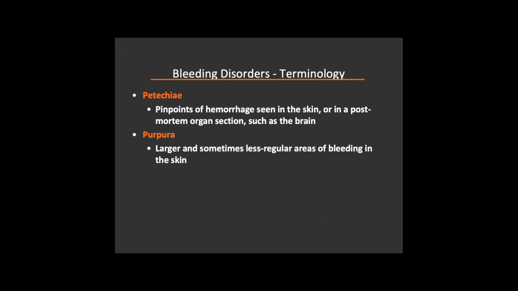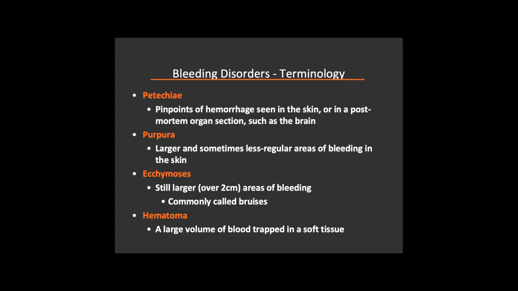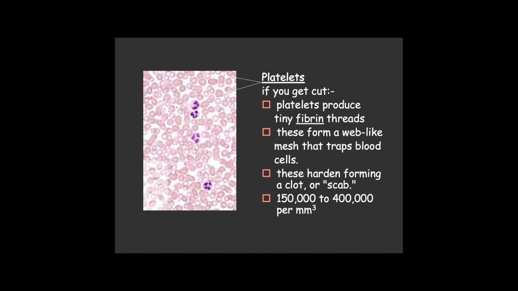And then you also have purpura. This is larger areas of bleed, sometimes less regular, that's underneath the skin. Ecchymosis is even larger areas, over 2 centimeter area of bleeding, so like a really huge bruise. And then a hematoma, which is a large volume of blood trapped in the soft tissue.